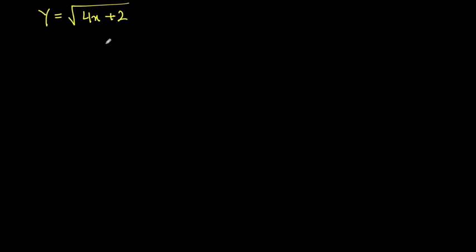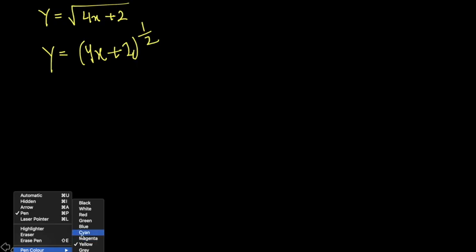We have already specified that if you want to differentiate anything, first you need to simplify. So I will simplify this one. This will become 4x plus 2 to the power half. This is simplification, this is not differentiation. Now I'm going to differentiate this.